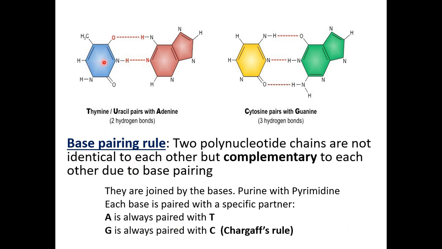So, can you see here? This is the thymine and adenine. If it is RNA, it will be uracil instead of thymine. And for cytosine, it is guanine, or for guanine, it is cytosine. So, this is Chargaff's rule, that is, they are complementary to each other.